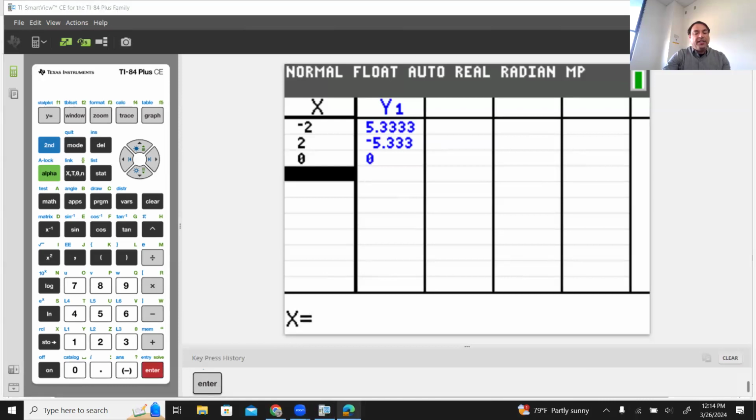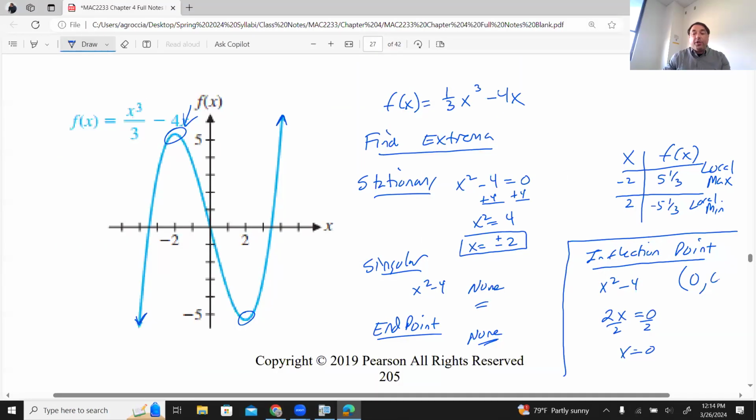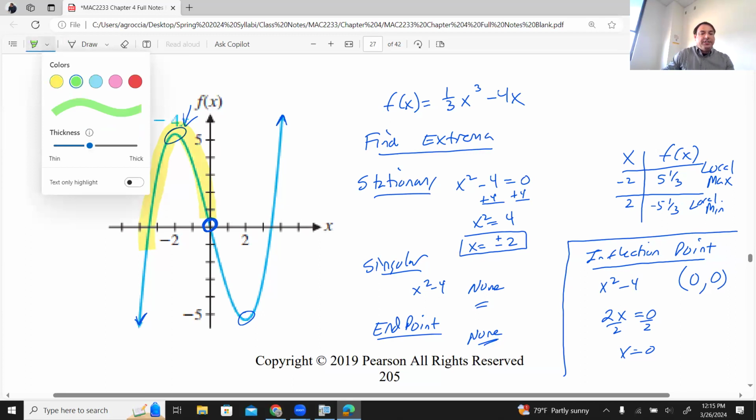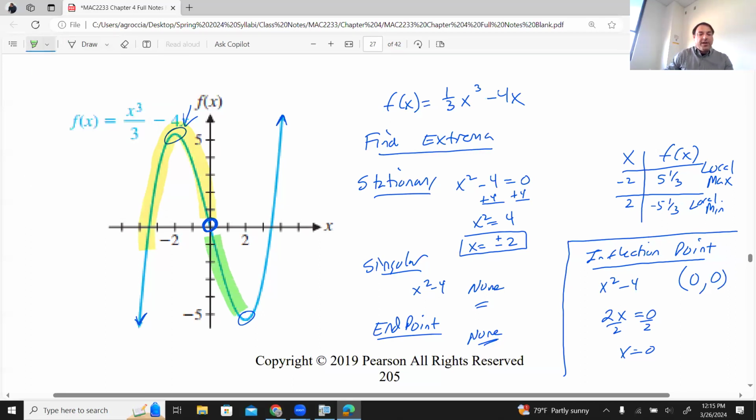But I cannot emphasize enough, you have the graph. Go check. If I go look at 0, 0, is this where the change happens? Notice it was concave down. And then at that point, it changes to concave up. So you have the graph, right? Verify. If you graph it in the beginning, you can see all the extrema, all the inflection points, x-intercepts, y-intercepts, just by looking at the graph.